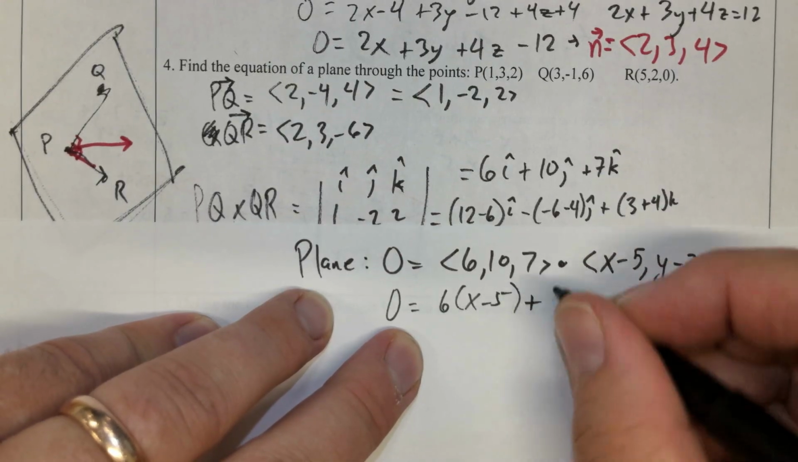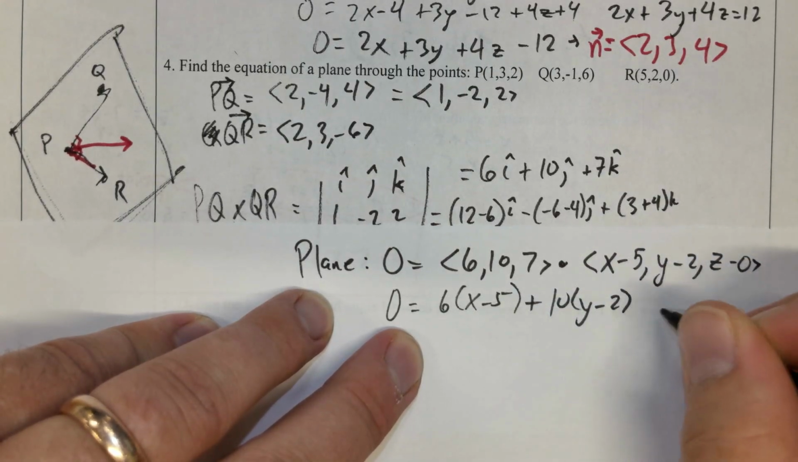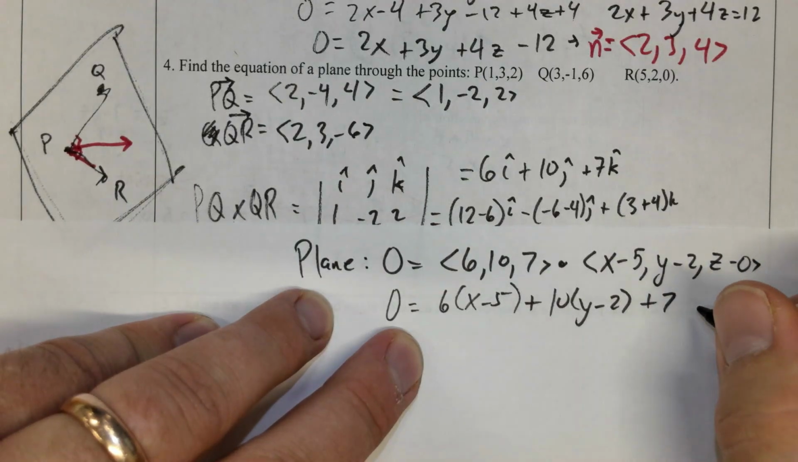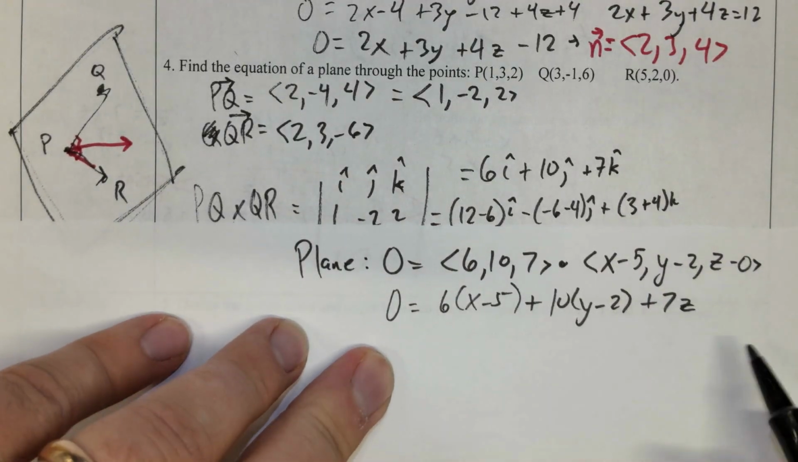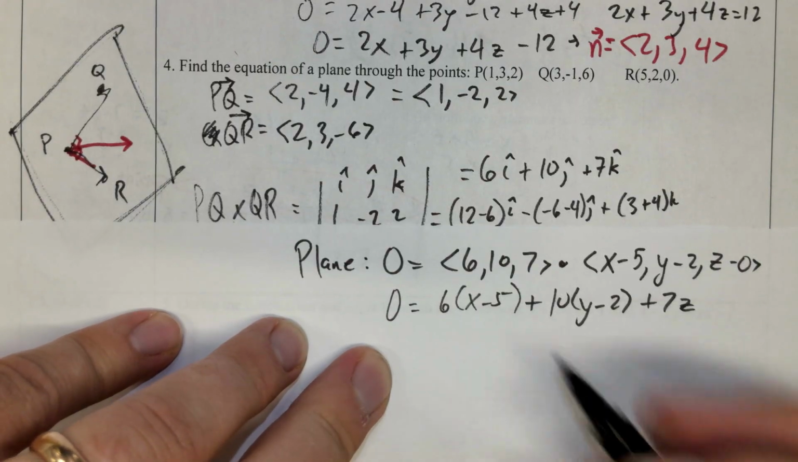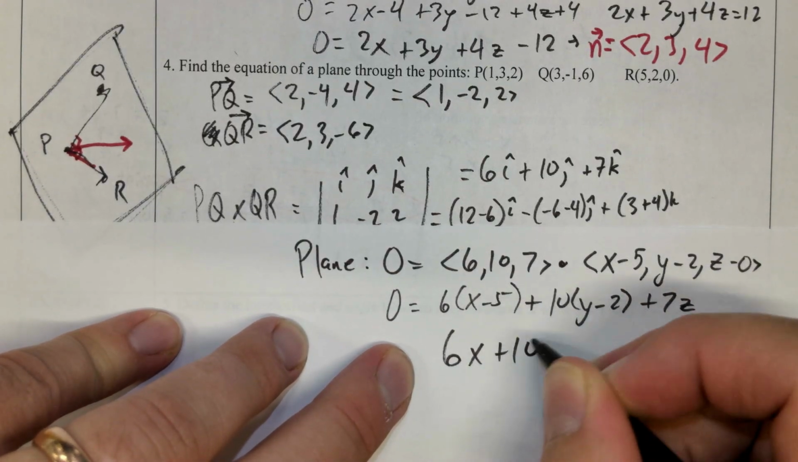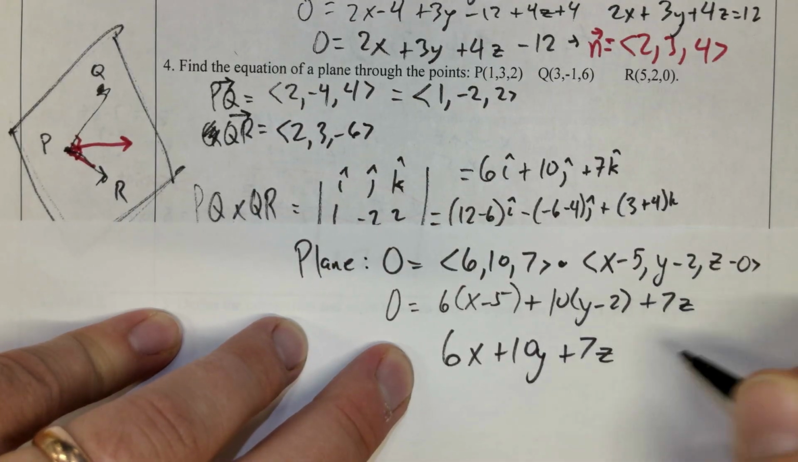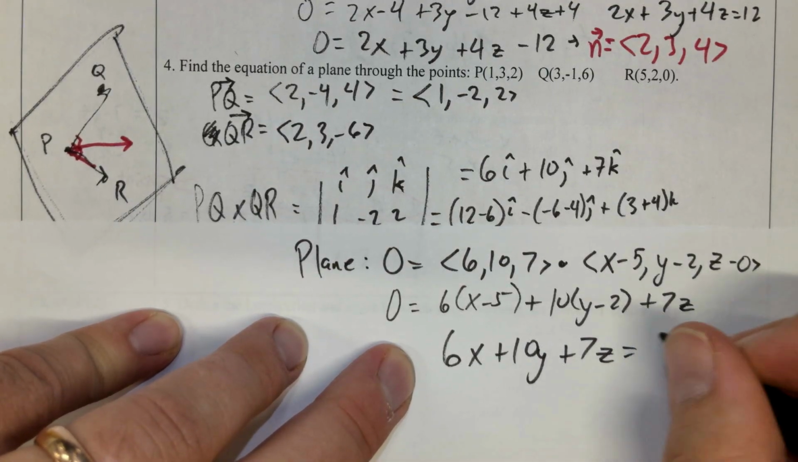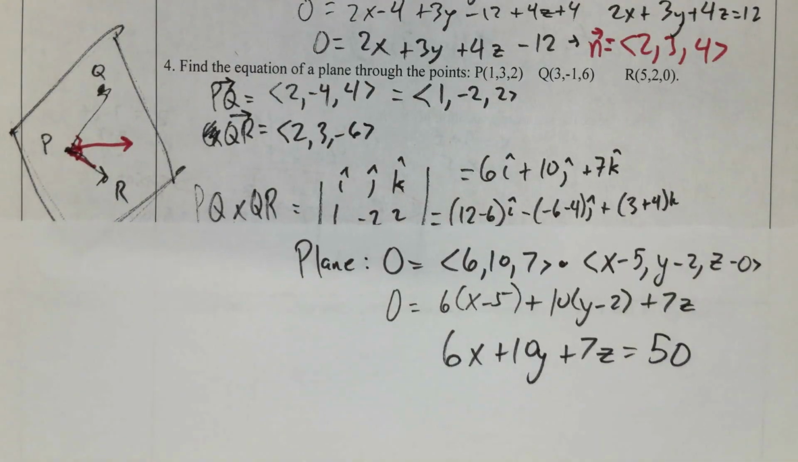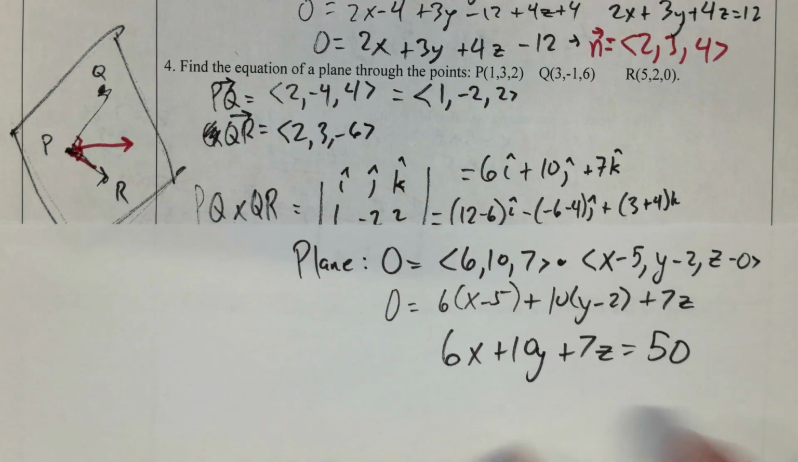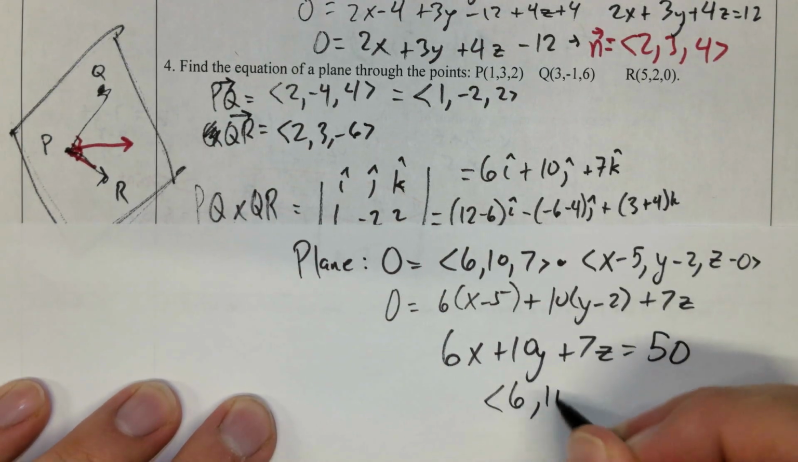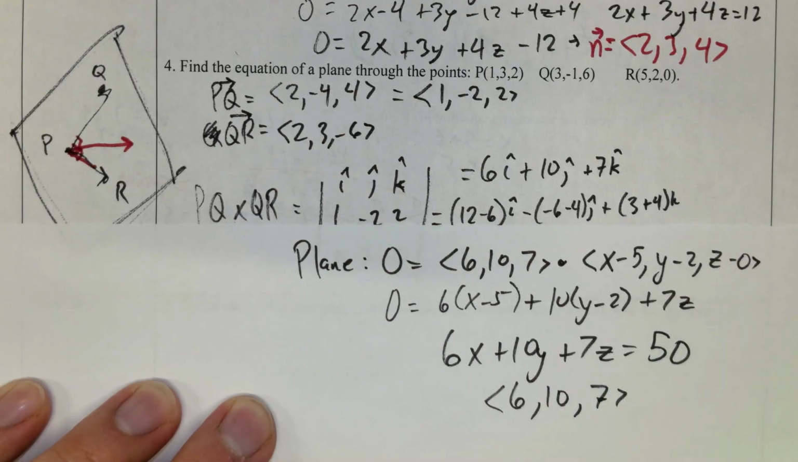6 times x minus 5, 10 times y minus 2, and 7z. Again, when I combine these all, they work out. Trust me here, 6x plus 10y plus 7z makes 50. And again, I can read my normal directly off of this: my normal 6, 10, 7, always good to keep in mind.